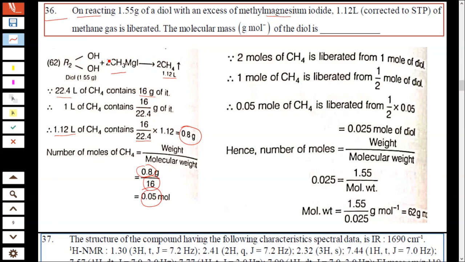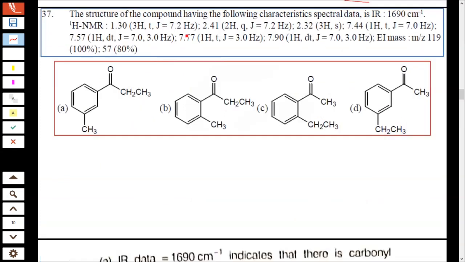But here you see 1 mole of diol liberates 2 moles of methane. So 0.05 mole of methane is liberated, divided by 2, which is 0.025 moles. Hence the number of moles is 0.025. Number of moles is weight by molecular weight, and you have to calculate the molecular weight. The weight is 1.55 gram, given here. So the molecular weight is 1.55 divided by 0.025, which is 62 gram.